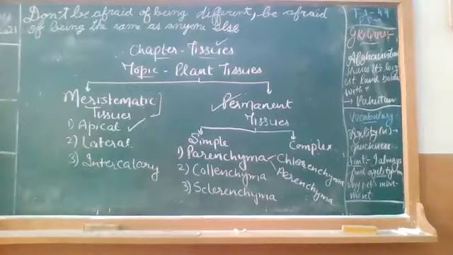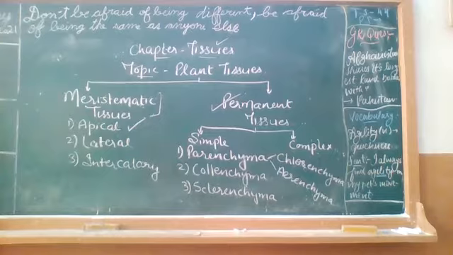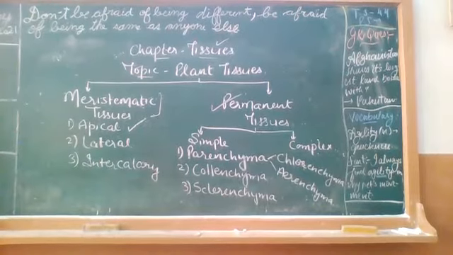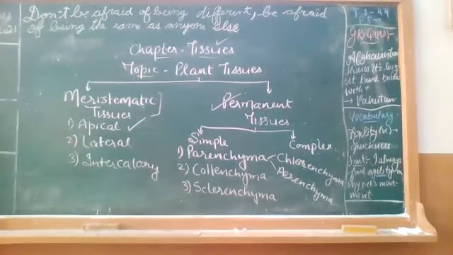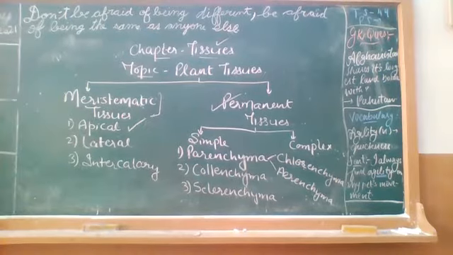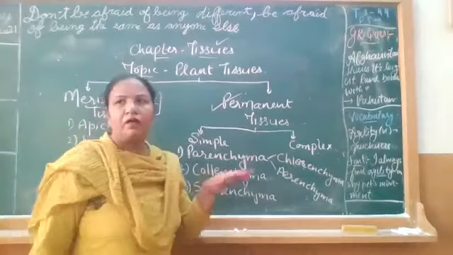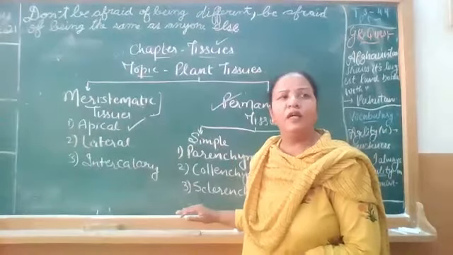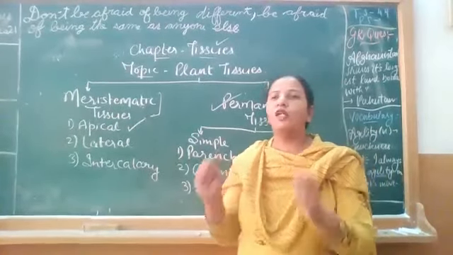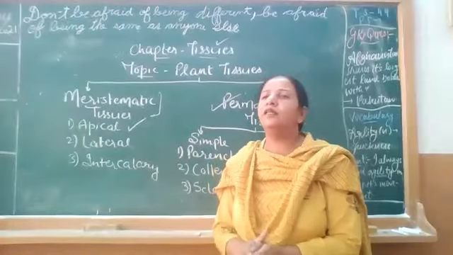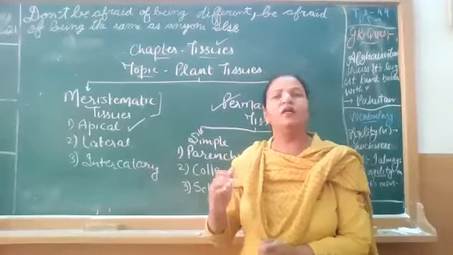Next, see what is written. The cells of this tissue are living, elongated, irregularly thickened at the corners. Living cells, elongated cells, and irregularly thickened at the corners. There is very little intercellular space. That will be its structure. Clear? So next is collenchyma. Look at the cells of collenchyma. What are its cells? Living, elongated, and what happens to their walls? Thickening happens. And there is very little intercellular space.